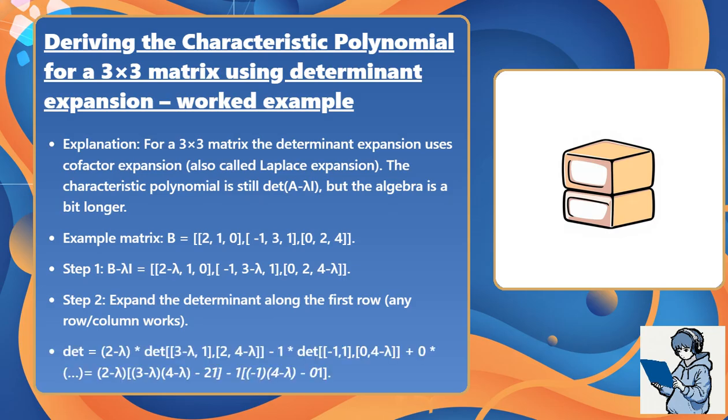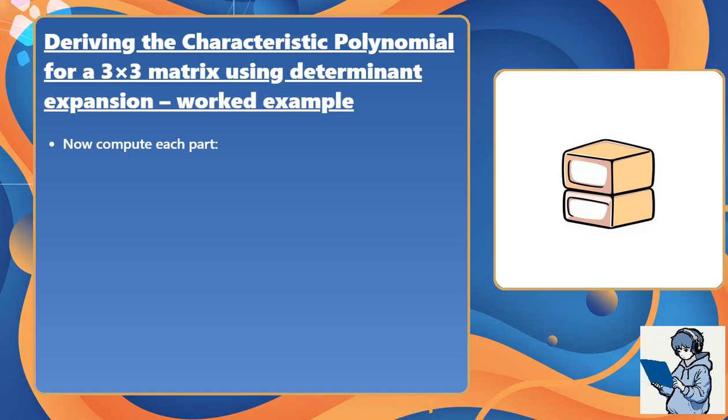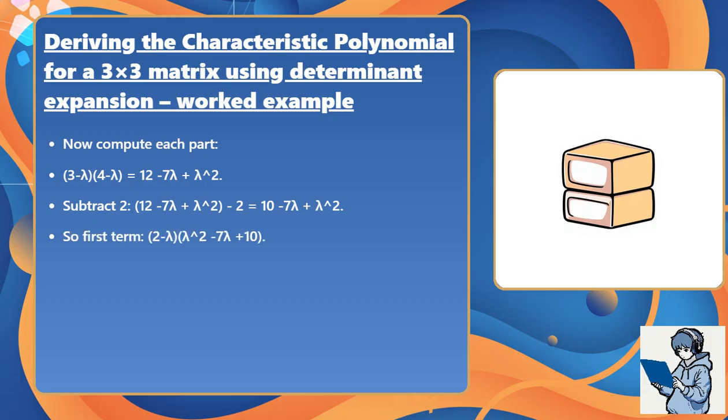The determinant equals (2 minus lambda) times the determinant of the submatrix with rows 3 minus lambda, 1 and 2, 4 minus lambda, minus 1 times the determinant of the submatrix with rows negative 1, 1 and 0, 4 minus lambda, plus 0 times something, which simplifies to (2 minus lambda) times the quantity (3 minus lambda)(4 minus lambda) minus 2, minus 1 times the quantity negative 1 times (4 minus lambda) minus 0 times 1. Now compute each part. (3 minus lambda)(4 minus lambda) equals 12 minus 7 lambda plus lambda squared. Subtract 2 gives 10 minus 7 lambda plus lambda squared. So the first term is (2 minus lambda)(lambda squared minus 7 lambda plus 10). The second term simplifies to 4 minus lambda.